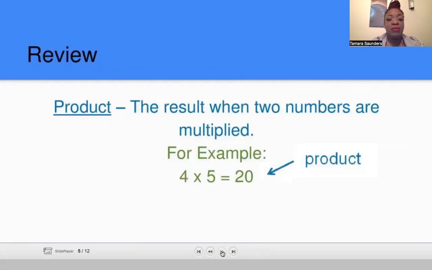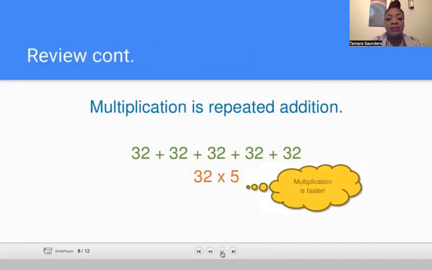All right, so remember the product is the result when two numbers are multiplied. For example, 4 times 5, these are the factors of 20. And so the product or the answer is 20. Multiplication is the repeated addition, as we would have said. So 32 times 5 is the same thing as saying 32 plus 32 plus 32 plus 32 plus 32.